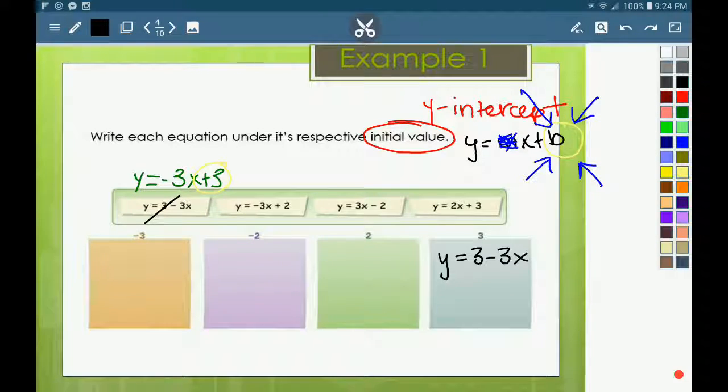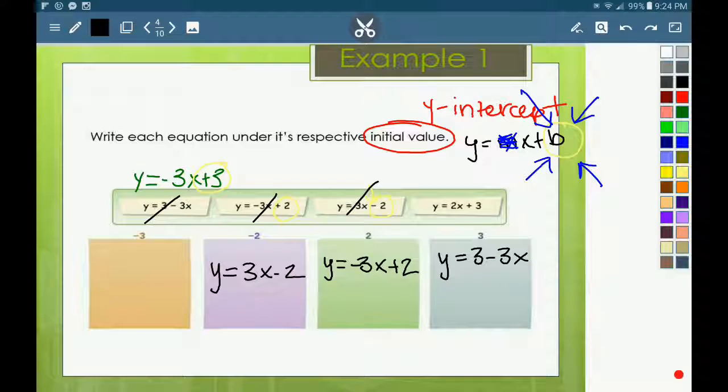Now let's look at the second equation. Again, just look to the number that does not have x attached to it. That's a 2, so I know that equation has an initial value of positive 2. I'm going to write that under the square with positive 2 as its initial value. Got that one. Now I can move on to the next one. Again, I'm going to look to the number that does not have x attached to it, which is negative 2 this time. That sign is attached to the number, so our initial value on that one is negative 2. My equation should go under this square for negative 2.